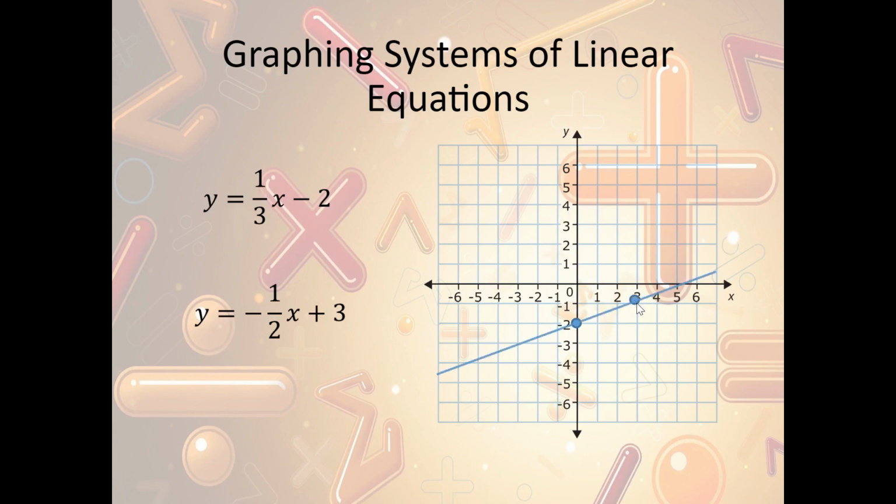Just like we did earlier, that's the same thing we're going to do now. We're going to plot the second line on the same graph. My y-intercept for this one is 3, so I'm going to go up 3 and plot my point. My slope is -1/2, so I'm going to go down 1, to the right 2, connect the dots, and notice now I have a point where they intersect, which is right there. That is considered the solution to the system of equations.